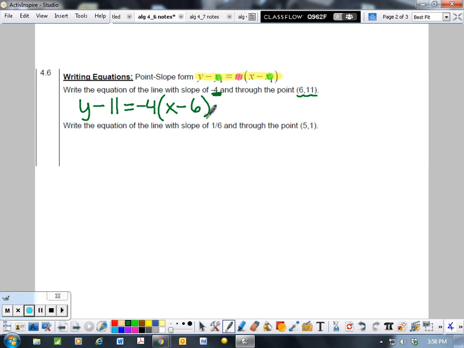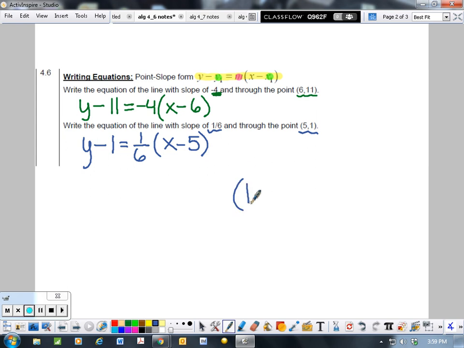That's it. So we're going to practice another one. So write the equation of a line with a slope of 1/6. So this is our m. And through the point 5, 1. So I'm going to do y minus the y value of my point, which is 1, equals my slope, 1/6, times x minus the x value of my point. And there's our equation.